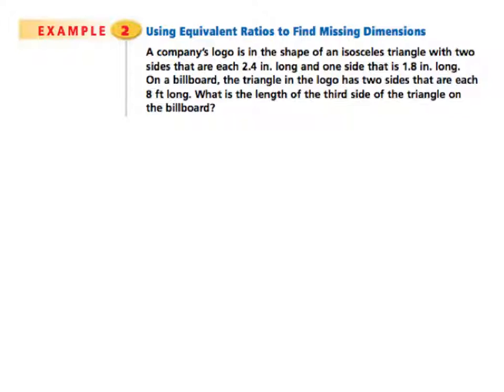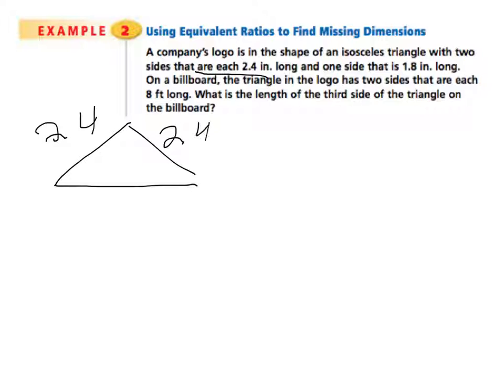A company's logo is in the shape of an isosceles triangle with two sides that are each 2.4 inches long and one side that is 1.8 inches long. First of all, we need to remember an isosceles triangle is a triangle where two of the sides are the same length. Okay, so let's say this is our isosceles triangle. It says two sides are 2.4 inches. So this is 2.4, this is 2.4, and one side is 1.8.